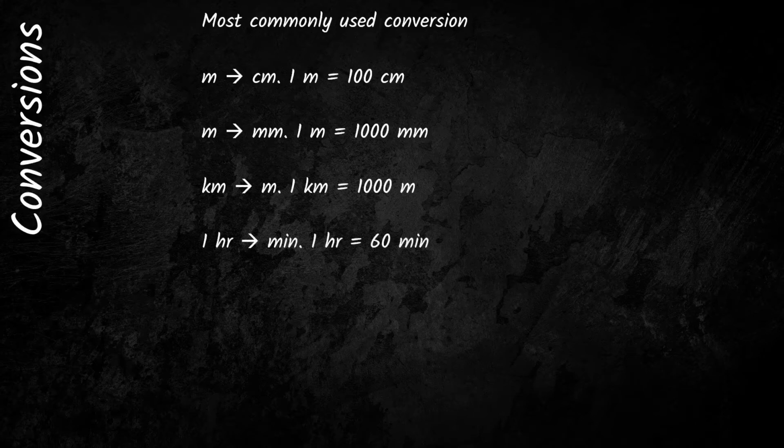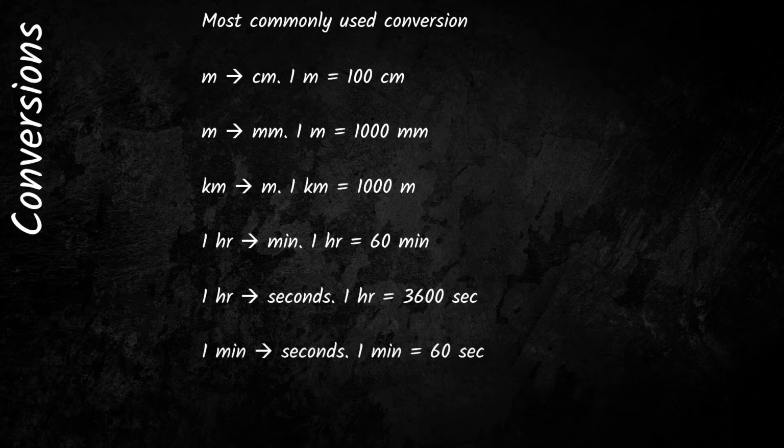1 hour to minutes: 1 hour is 60 minutes. Hours to seconds: 1 hour is 3,600 seconds. A minute to seconds: a minute is 60 seconds. And meters per second to kilometers per hour: 1 meter per second is 3.6 kilometers per hour.